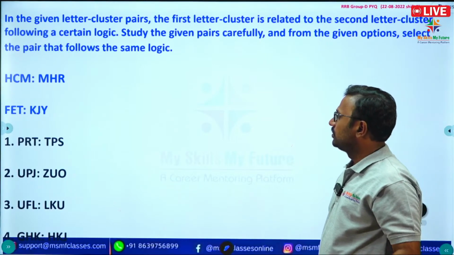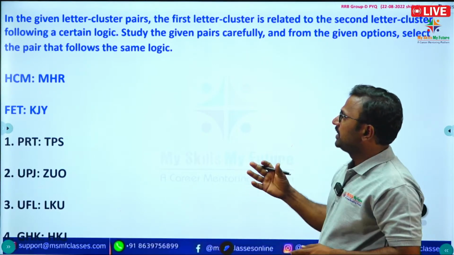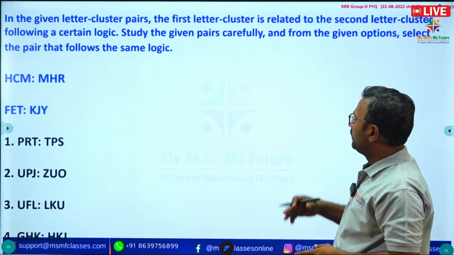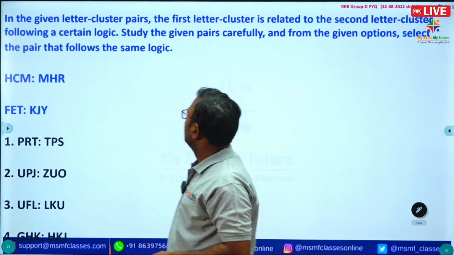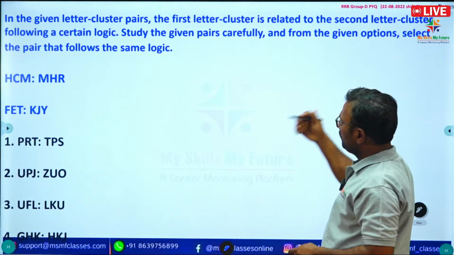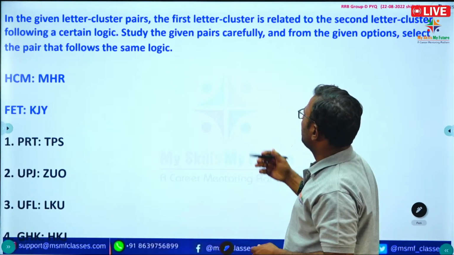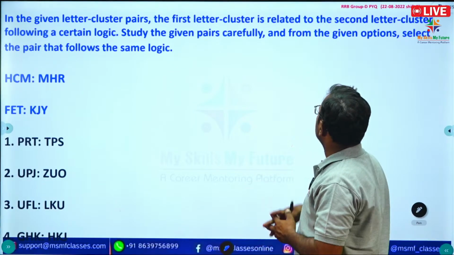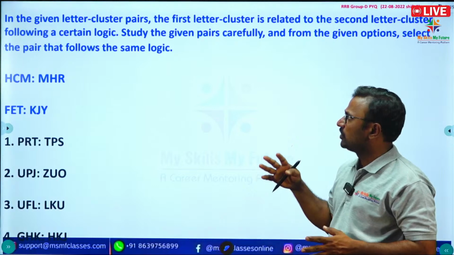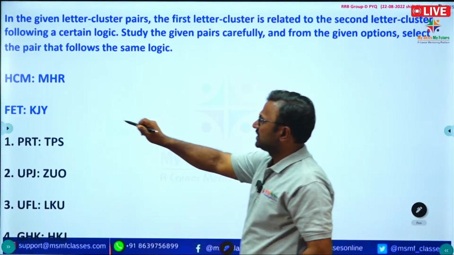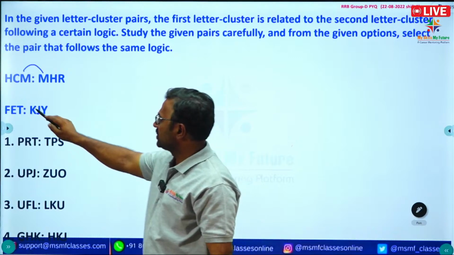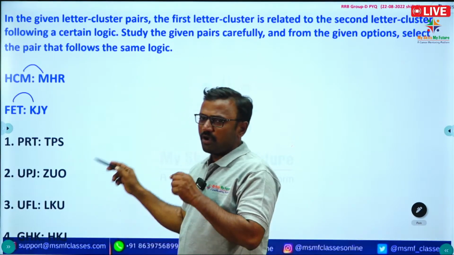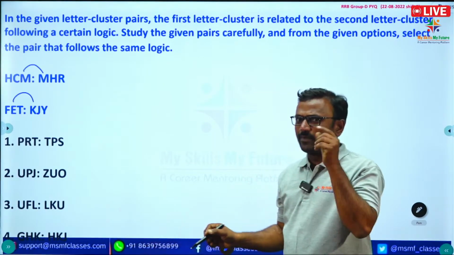Right. See the question here. In the given letter cluster pairs, the first letter cluster is related to the second letter cluster following a certain logic. Study the given pairs carefully. From the given options, select the pair that follows the same logic. Here the first letter cluster is related by some logic to the second letter cluster, and here also the same logic. So which of the options follows the same logic?